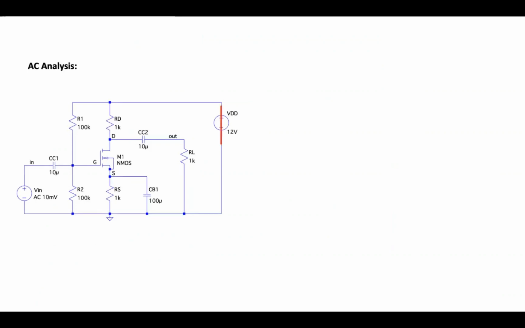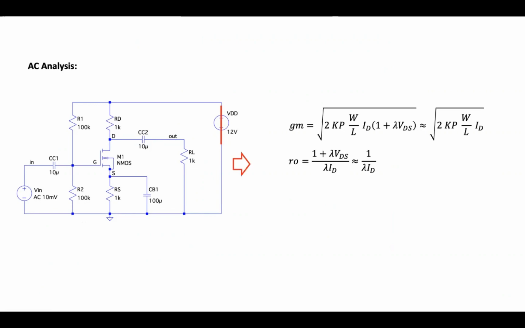So for our AC analysis, this time we are going to assume that the DC supply is shorted and we are going to apply the AC input voltage. But before we continue with the equivalent circuit, we can solve for the small signal parameters.